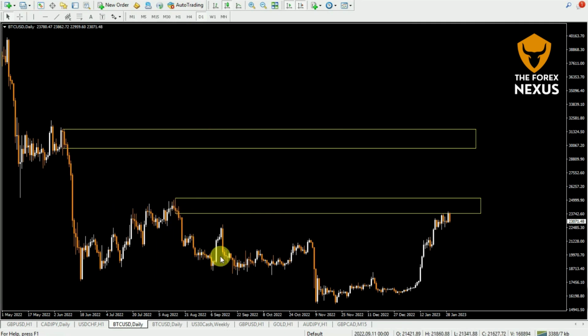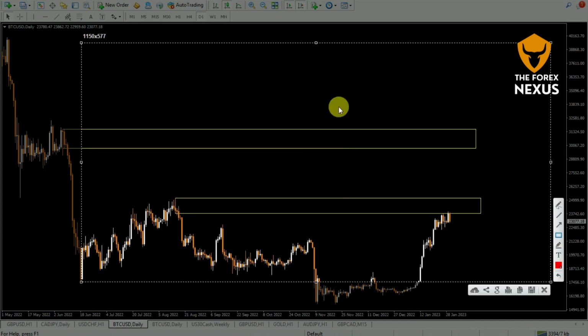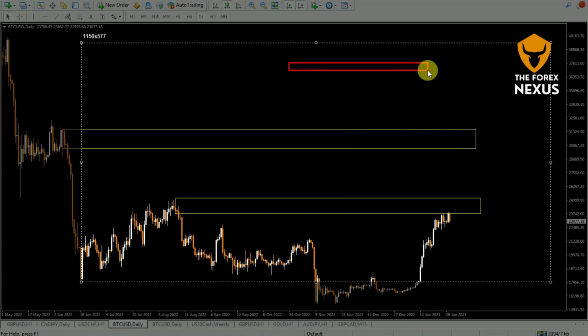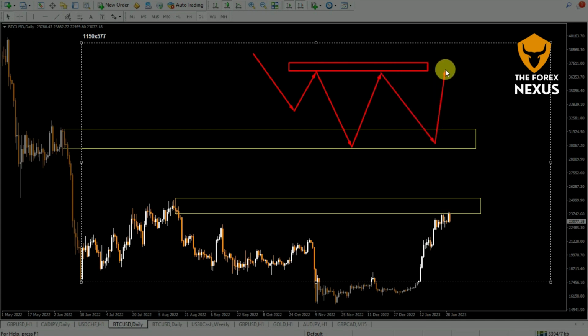And remember, which one is the valid zone? The untested area is the valid zone. Sometimes the market can make a fresh supply zone here. Once it is tested, the market can drop here, and if it is tested again, the second time it's also valid, but on the third time it's not a valid supply zone.